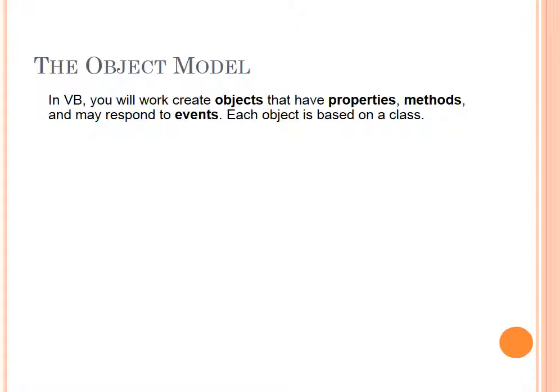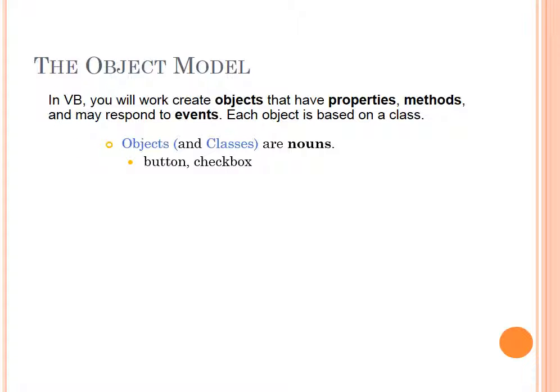Okay, now in VB you will create objects on forms that will do things and have physical characteristics. So when you create a new object, that object will have properties and methods and may also respond to events. So here's another term, an event. An event is something that happens to an object, and of course I'll describe that in much greater detail.